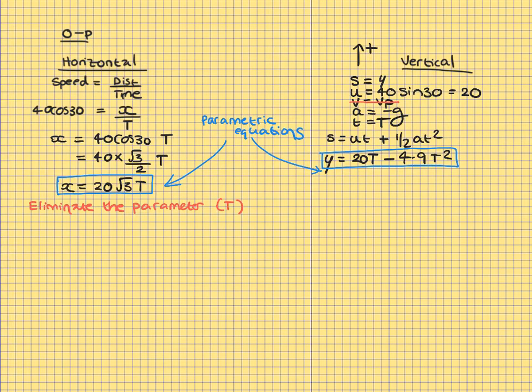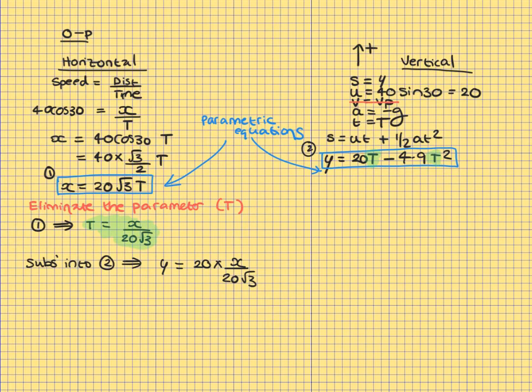So if I call this equation 1 over here and equation 2, I'm going to take equation 1 and rearrange it as the simpler of the two to work out what t is. So t is equal to x over 20 root 3. And we're going to substitute this into equation 2, which gives me y equals 20 multiplied by x over 20 root 3. So just make sure you can follow this carefully. I'm replacing t in this equation with t as it is in terms of x.